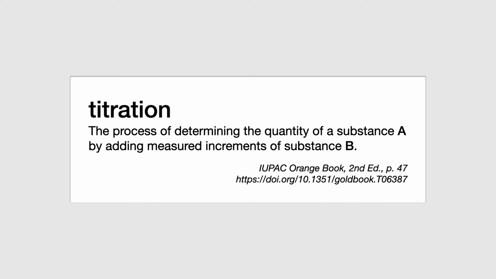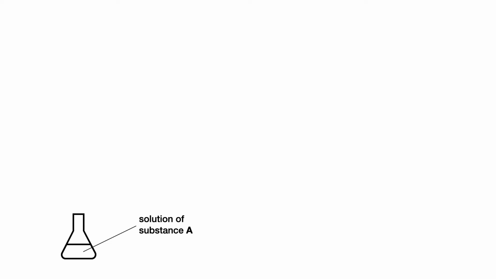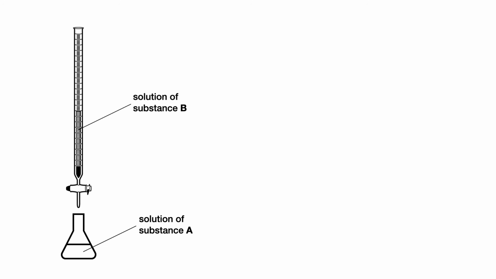Now, in the example that I just showed you, we started with a solution and then we added small amounts of solid to it. And when we do titrations, we are normally measuring the amount of substance in a solution, but it's more common that rather than adding a solid, we'd be adding a substance that's also a solution.